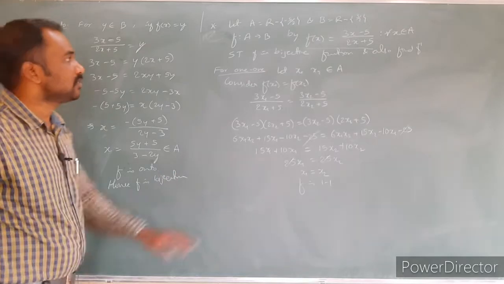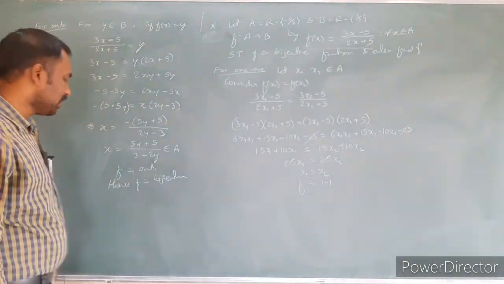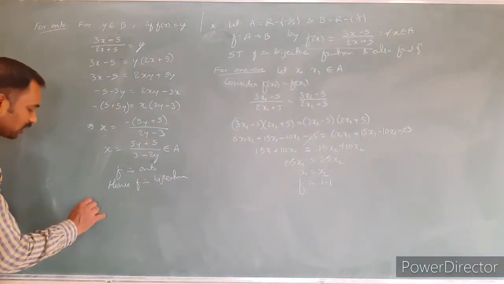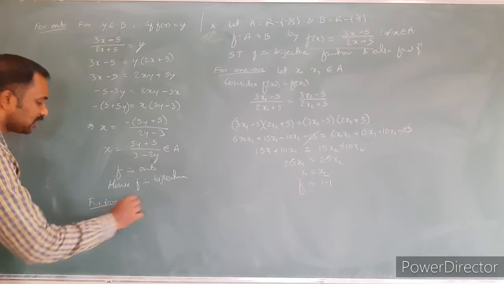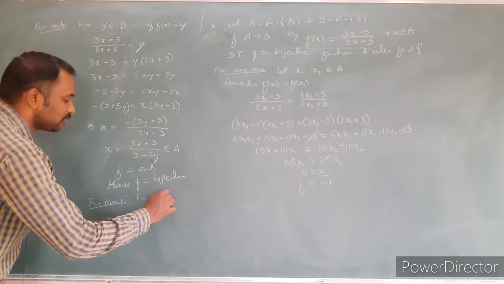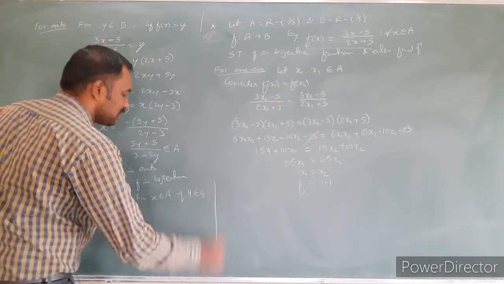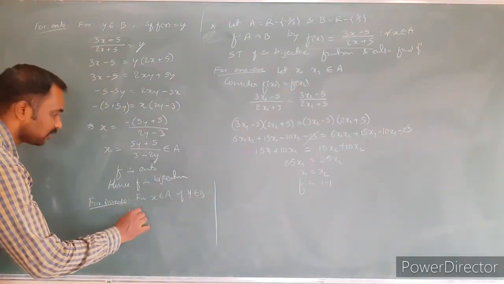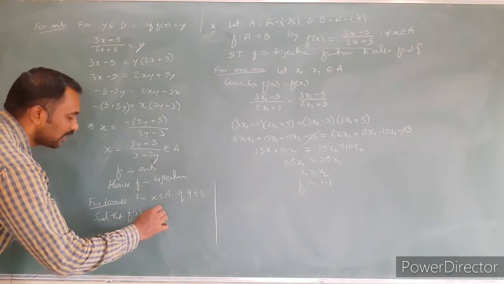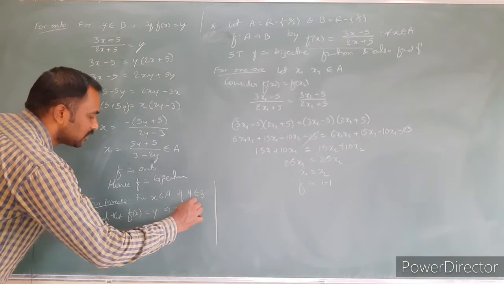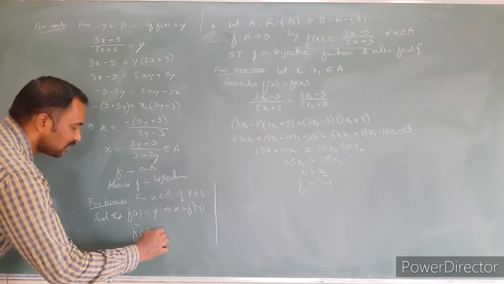F is bijective, the first condition is over. And also find that f inverse exists. Okay, we need to find the inverse of the function. The process we know for the inverse: for any element x belonging to the domain set, if y is present in the codomain set B such that f of x is equal to y, then x is equal to f inverse of y. So f inverse of y is equal to x.